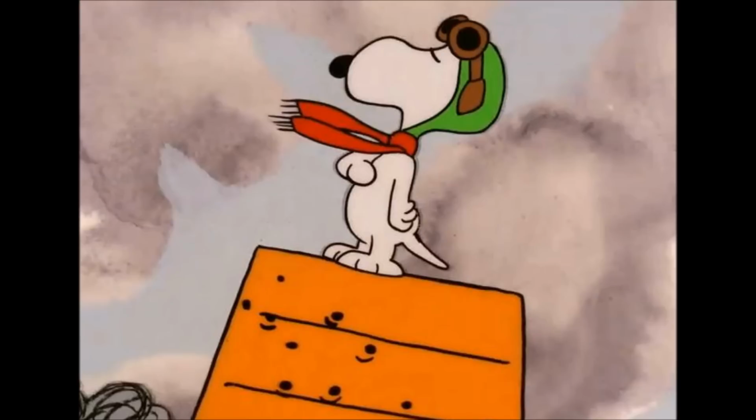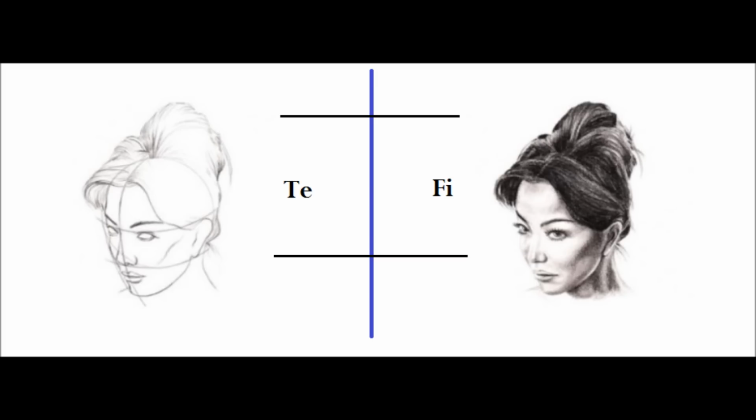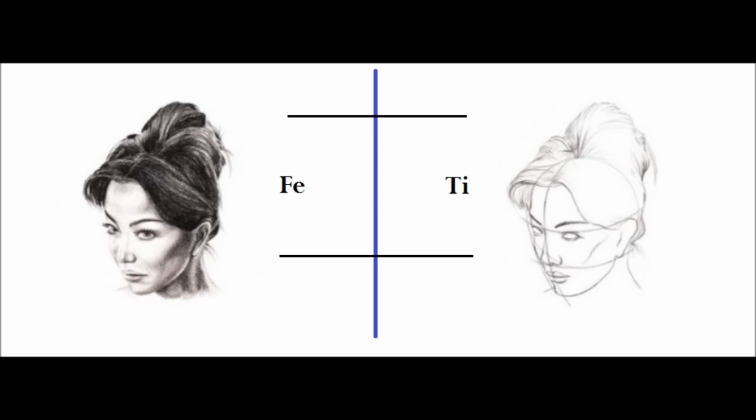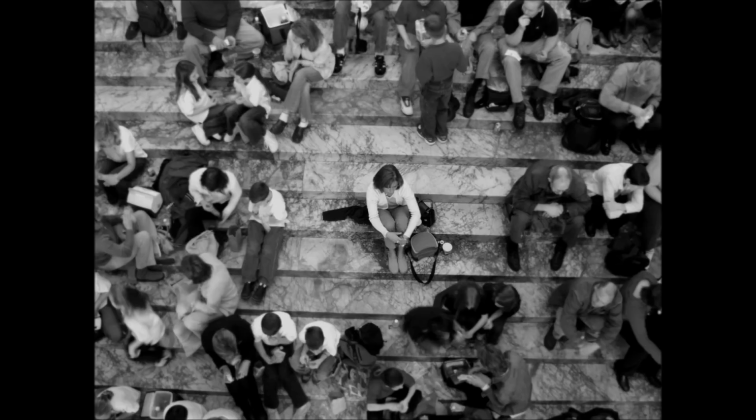Now I will begin by describing the judgment axes, FE/TI and TE/FI, because I think these are the most recognizable axes. If you have an FE/TI axis, then you probably relate more to the idea of being lost in a foreign land, and trying to learn the language and customs of the people around you so that you can regain the blessings of human interaction.